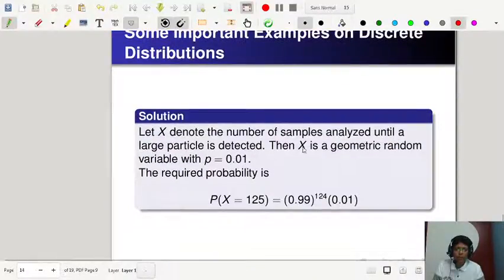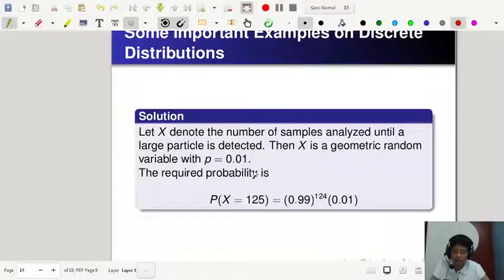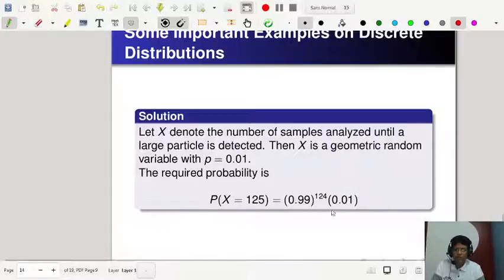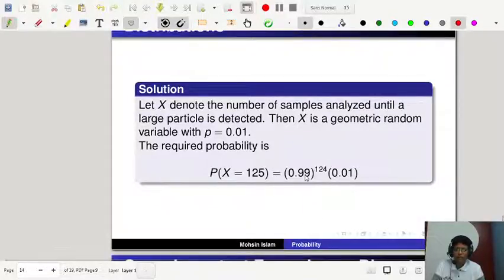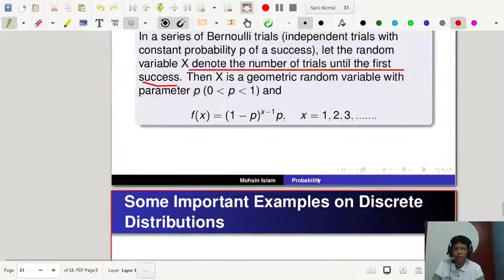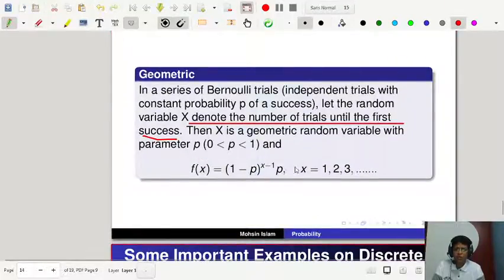Let x denote the number of samples analyzed until a large particle is detected. So in a distribution problem you always have to define the random variable, that is, capital X denotes the number of samples analyzed until a large particle is detected. Then x is a geometric random variable with p equal to 0.01. Then the required probability is the probability of x equal to 125, using the geometric probability distribution, (1 minus p) to the power x minus 1 into p.